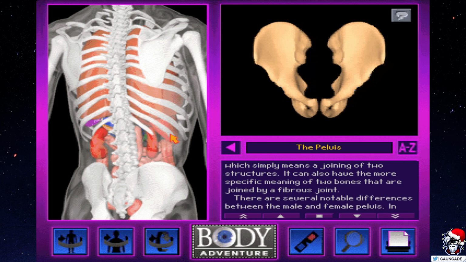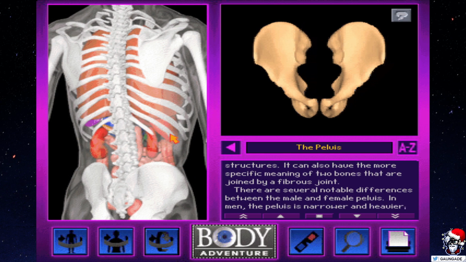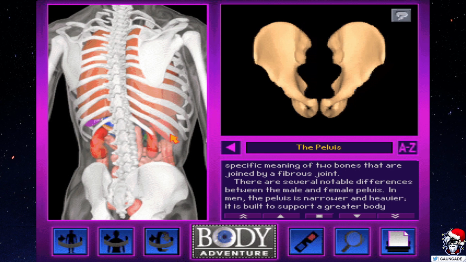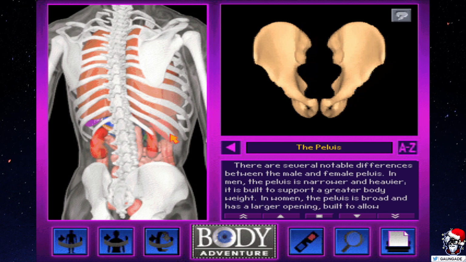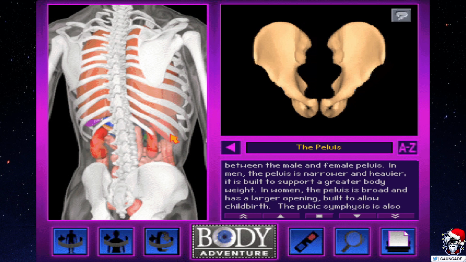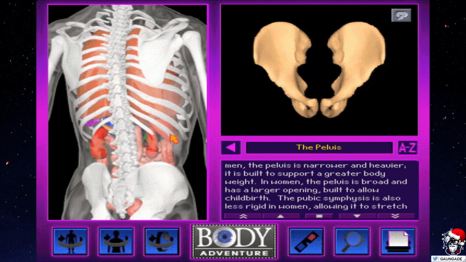It can also have the more specific meaning of 2 bones that are joined by a fibrous joint. There are several notable differences between the male and female pelvis. In men, the pelvis is narrower and heavier. It is built to support a greater body weight.